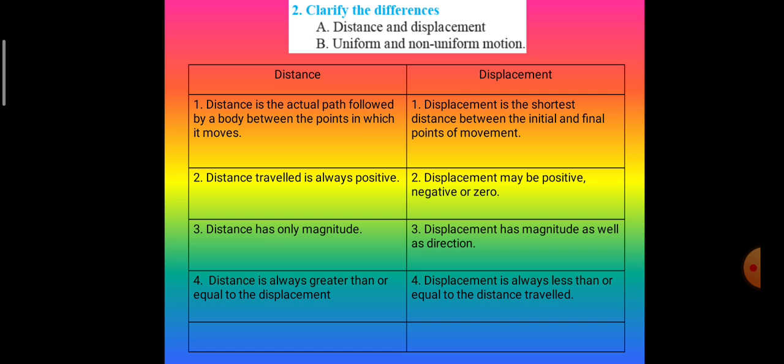First, distance and displacement. As we have already learnt it in detail, distance is the actual path followed by a body between the points in which it moves, and displacement is the shortest distance between initial and final points of movement. Distance traveled is always positive, and displacement may be positive, negative, and zero.